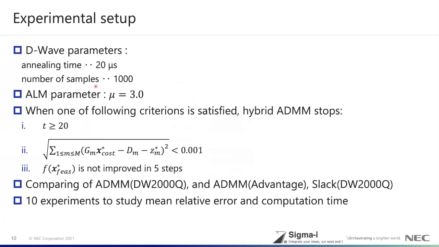Here is the setup for our experiments. We compare the performance of the ADMM with the D-Wave 2000Q and the slack variables approach with the D-Wave 2000Q. We will run 10 experiments per problem and investigate the average relative error and the computation time.